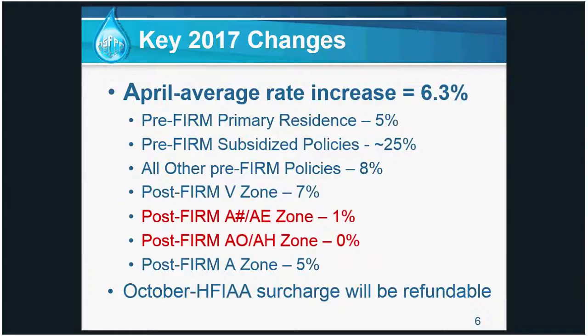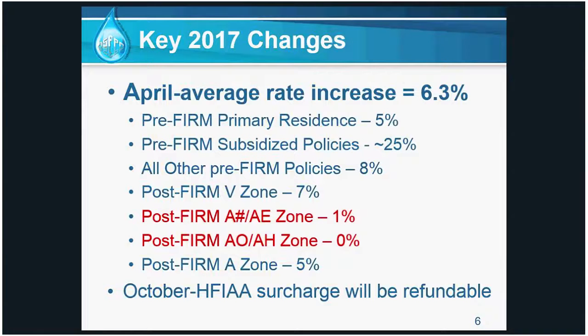actually it ranges anywhere from the 25%, which they are mandated by Congress for the pre-FIRM subsidized policies, down to zero, no change, and 1% change for AOH and AE numbered zones. So really pulling back the reins on those rate increases. Pre-FIRM primary residences, well, they're required to at least do 5%, so they are doing the 5%.